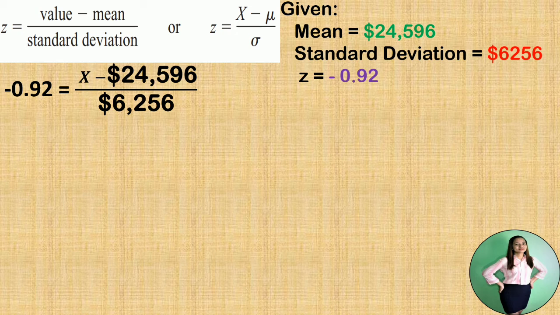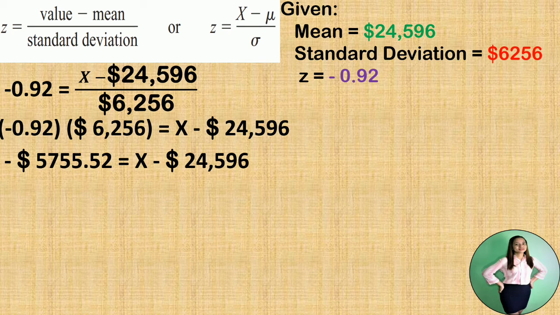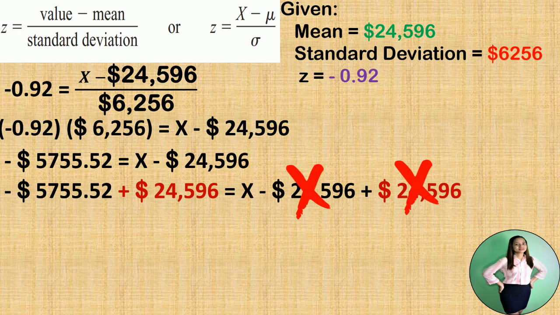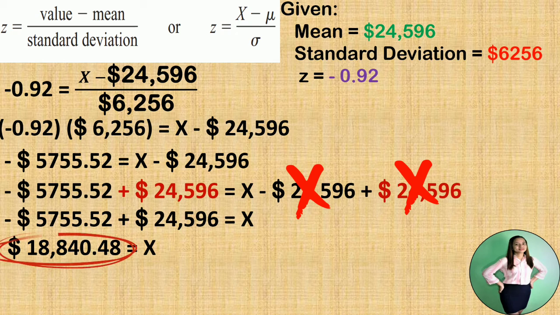Let us perform cross multiplication. So we will have negative 0.92 multiplied by $6,256 equals x minus $24,596. And then negative 0.92 multiplied by $6,256 is equal to negative $5,755.52 equals x minus $24,596. And then to leave x alone on the right side, we're going to add $24,596 on both sides. So it will be cancelled. And now we only have negative $5,755.52 plus $24,596, which is equal to $18,840.48. So this is the value of x.